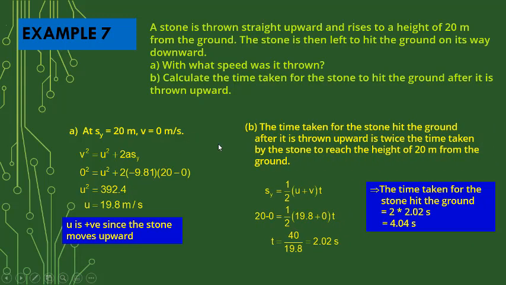B. The time taken for the stone to hit the ground after it is thrown upward is twice the time taken by the stone to reach the height of 20 meters from the ground. Using s equal to half u plus v times t, we get t equal to 2.02 seconds. That is the time taken for the stone to reach the maximum height. So the total time taken for the stone to hit the ground is 2 times 2.02, that is 4.04 seconds.